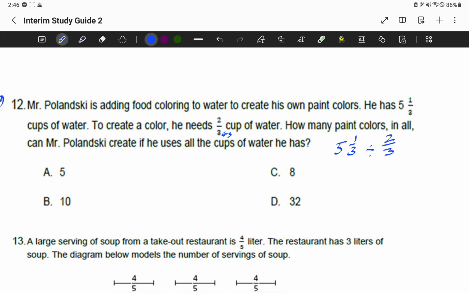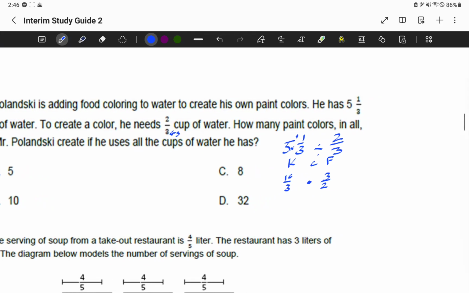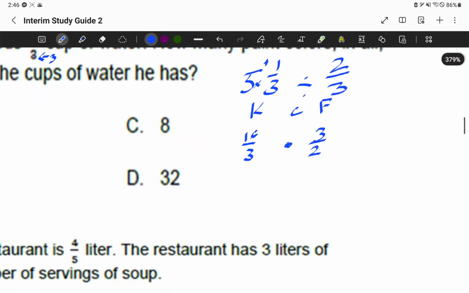2/3. So keep, change, flip. 5 times 3 is 15, plus 1 is 16. Change to multiply, and flip. And so 3 times 16, 3 times 6 is 18, carry 1. 3 times 1 is 3, plus 1 is 4. 2 times 3 is 6. 48 divided by 6 is 8. And so it's C.